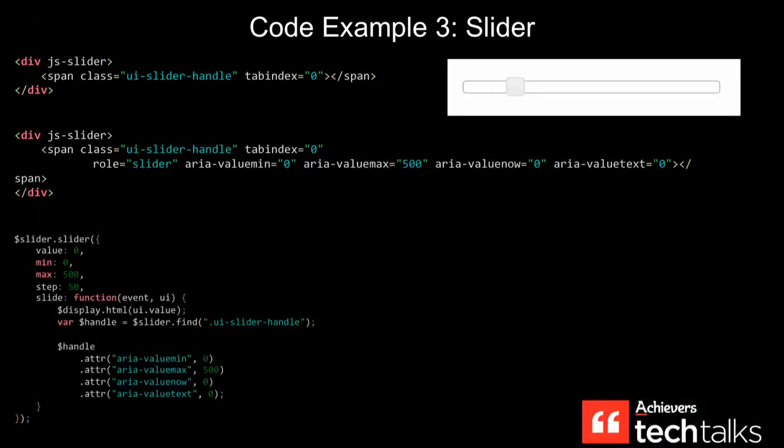This is just a snippet of the code that initializes this slider. All I'm saying is when the slide event gets triggered, update these attributes. This is a really bad example because I'm hard coding these. These should be dynamic values, obviously. I scratched that together. Yeah, sorry.